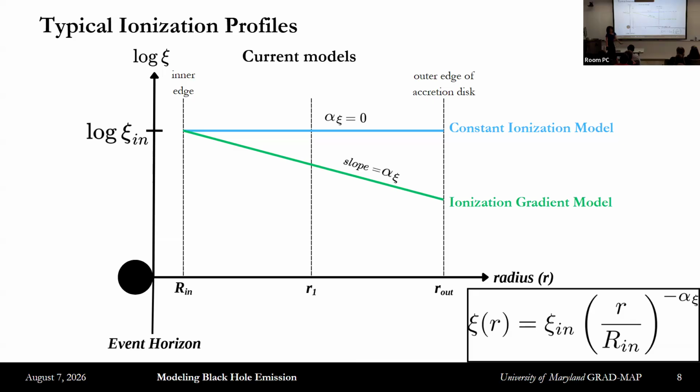The equation on the right describes the gradient, but also if you set the power law alpha Z equal to 0, you get your constant ionization model. So alpha Z is the slope of the line. Let's see what changing ionization actually does to the spectrum.